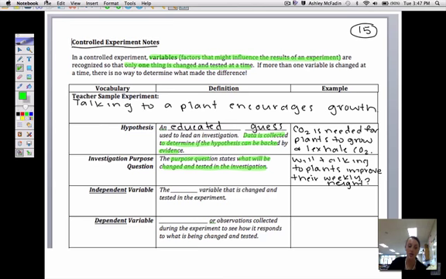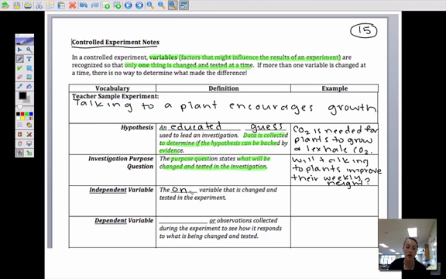So now we're going to talk about our variables. We have our independent variable, and that's the one variable that's changed and tested in the experiment. So for our investigation, talking to a plant to see if it makes it grow faster, how much I talk to the plant, whether it's going to be a little or a lot, is going to be our independent variable. It's what we as scientists are changing. So how much we're talking to the plants is our independent variable.